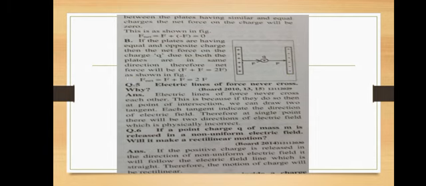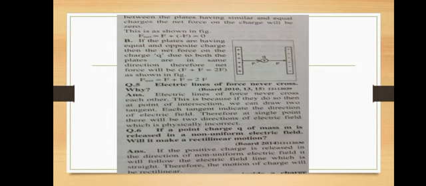Question number 5, electric lines of force never cross each other. As you know, electric lines are unidirectional. Electric field is a vector quantity and vector quantities have only a single direction, so it is against the physical condition of electric field if they cross each other. At a single point there would be two directions of electric field, which is physically incorrect. That's why electric field lines never cross each other.